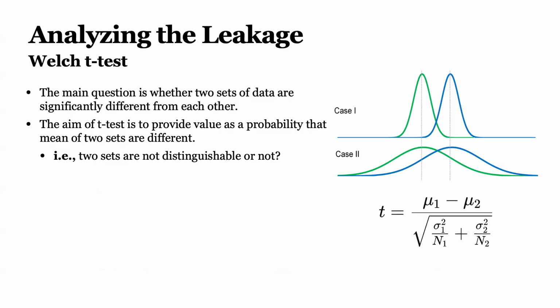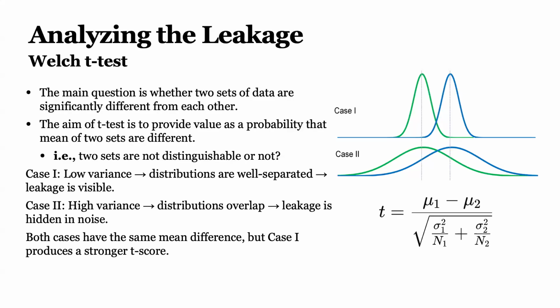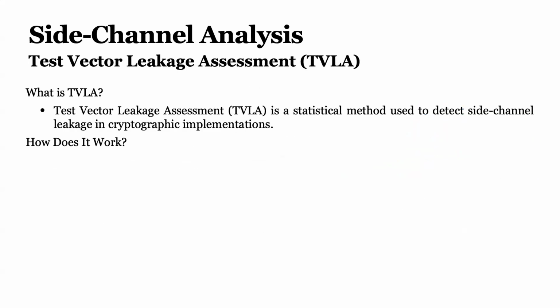We are sending two sets: I'm either sending the device all zeros, or I'm sending random numbers. If there are distinguishable power traces, it means this is leaking, because the device is giving a predictable answer since it is changing based on the input. The idea is that it shouldn't change. So the t-test gives this analysis.